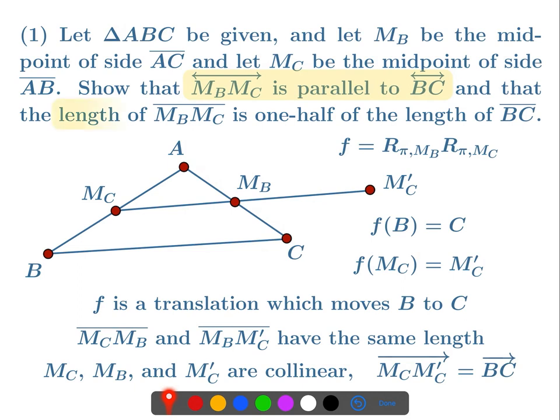The other thing we wanted was that the length of MB, MC was 1/2 of the length of BC, and we can see that because this length was half of this. Remember these two, this was the same length as this. So MC to MB is half of this distance, and this distance has to be the same as this distance because these two vectors are equal. So that means this is half of BC. So we get, in fact, that the segment MC to MB is 1/2 the length of the segment from B to C. So that finishes problem 1.